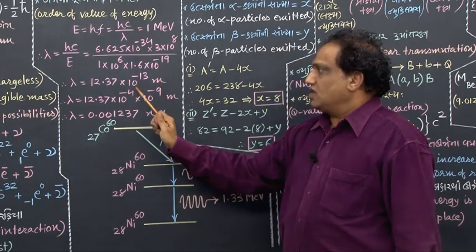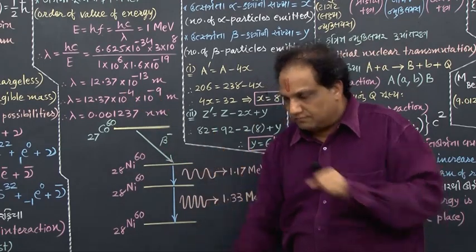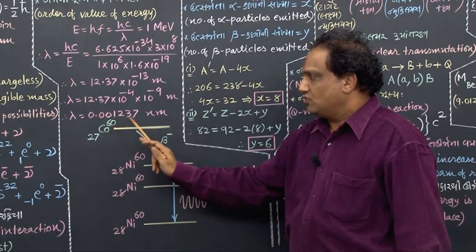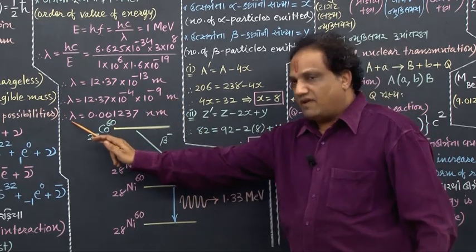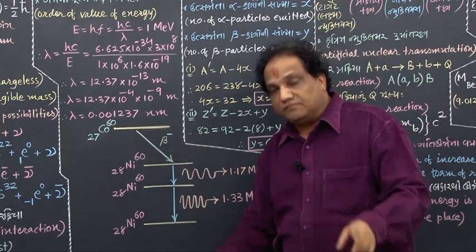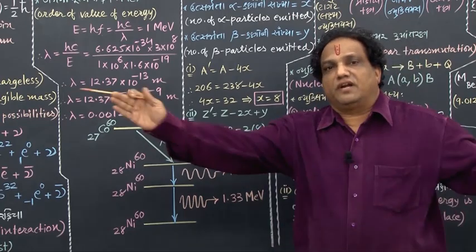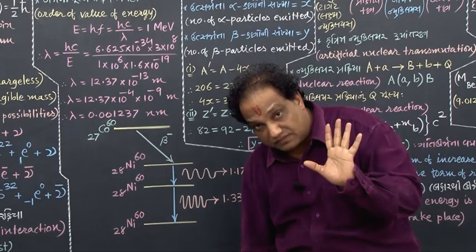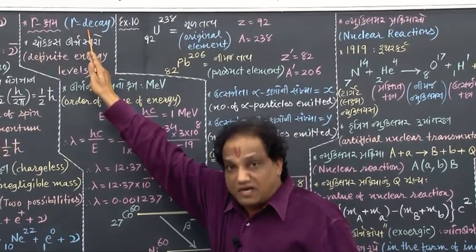Okay, but 10 raised to minus 13 you can split as 10 raised to minus 4 into 10 raised to minus 9. Simple. 10 raised to minus 9, if you associate with this number, then you get 0.001237, and 10 raised to minus 9 meter is nothing but 1 nanometer. So this lambda value is 0.001237 nanometer. Now this much value of wavelength is found to be in the region of gamma radiation in the electromagnetic spectrum. So radiation having such wavelength must be gamma radiation, correct? And that's why this process is called gamma decay. What is it called? Gamma decay.